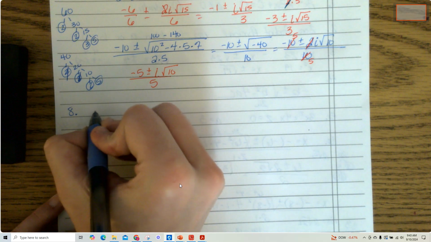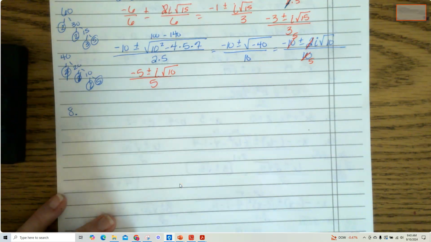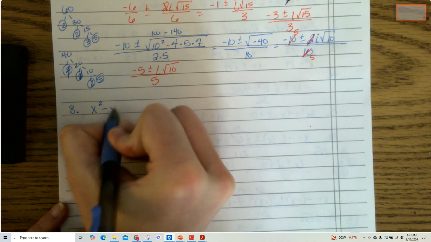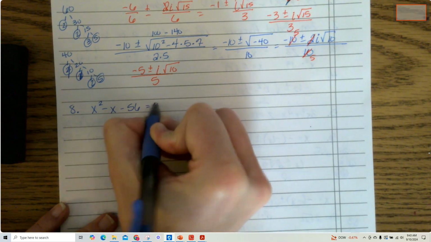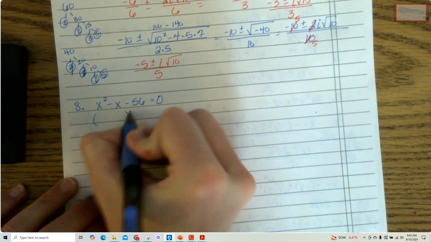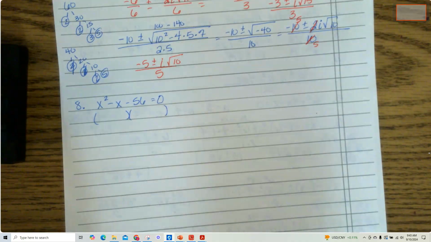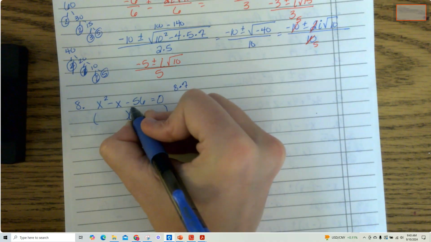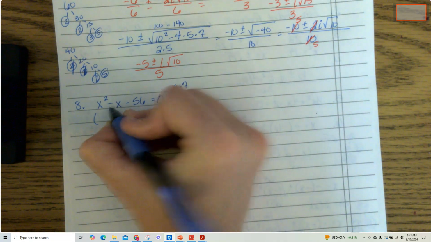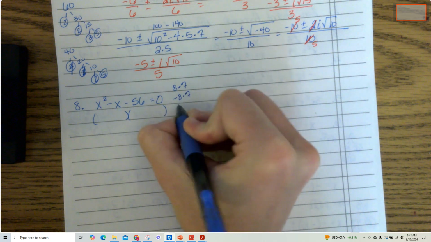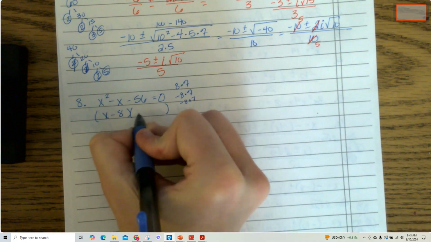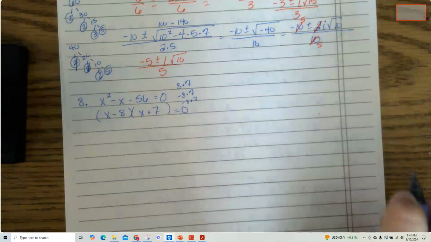Use factoring to solve the quadratic equation, check the solution using a graph utility, and identify the x-intercepts. It says x squared minus x minus 56 equals 0, and it wants you to factor it. Write the equation in factored form. So what can I multiply together to get 56? 8 and 7? But one of those has to be negative. Negative 8, because negative 8 plus 7 gives the negative 1. So x minus 8, x plus 7 would be the factored form.